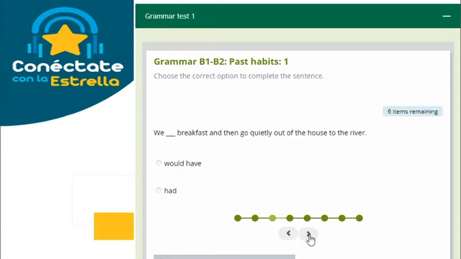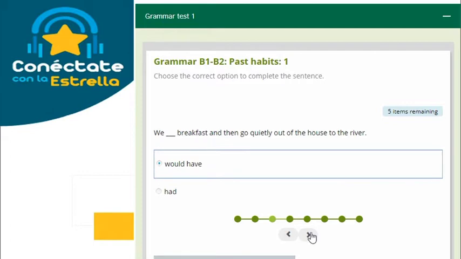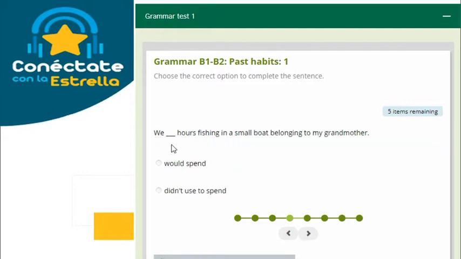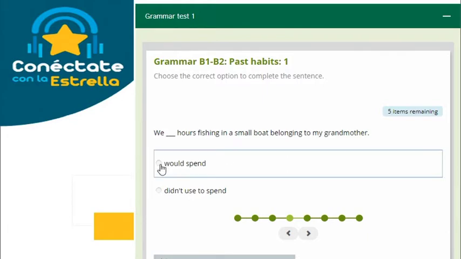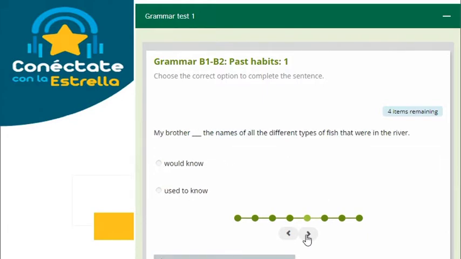Let's see if they are correct. We breakfast and then go quietly out of the house. We would have or had breakfast. Which one? Okay, they choose would have. We hours fishing in a small boat belonging to my grandmother. So we have would spend. Very good.